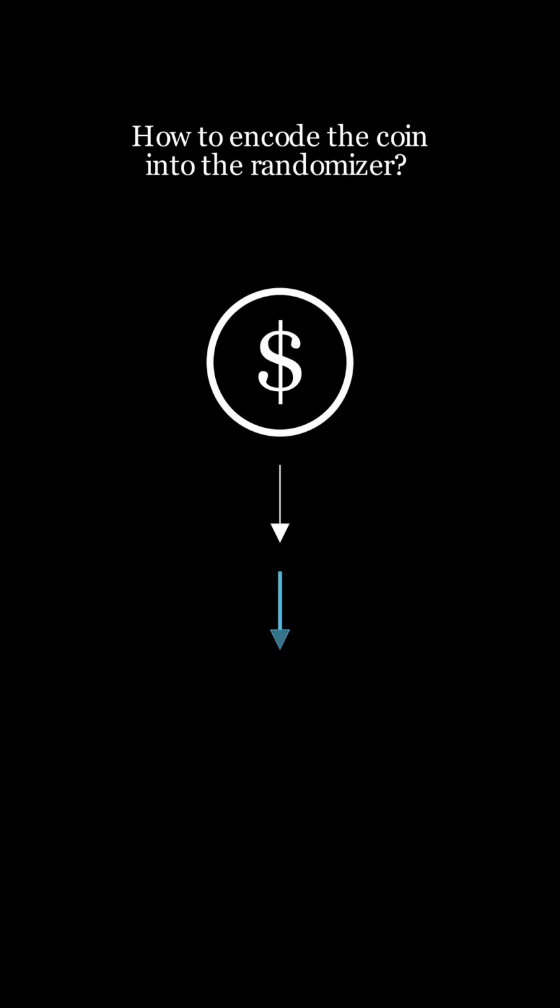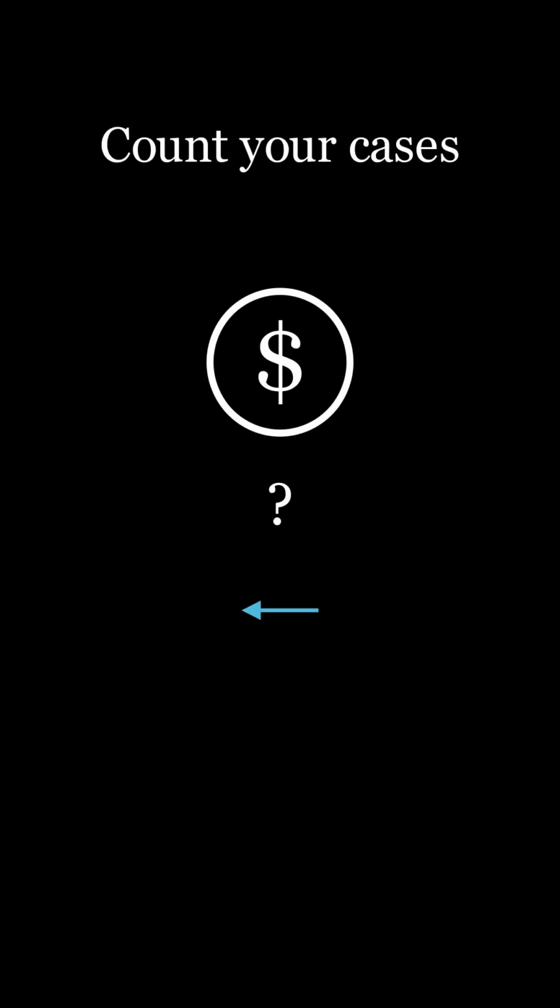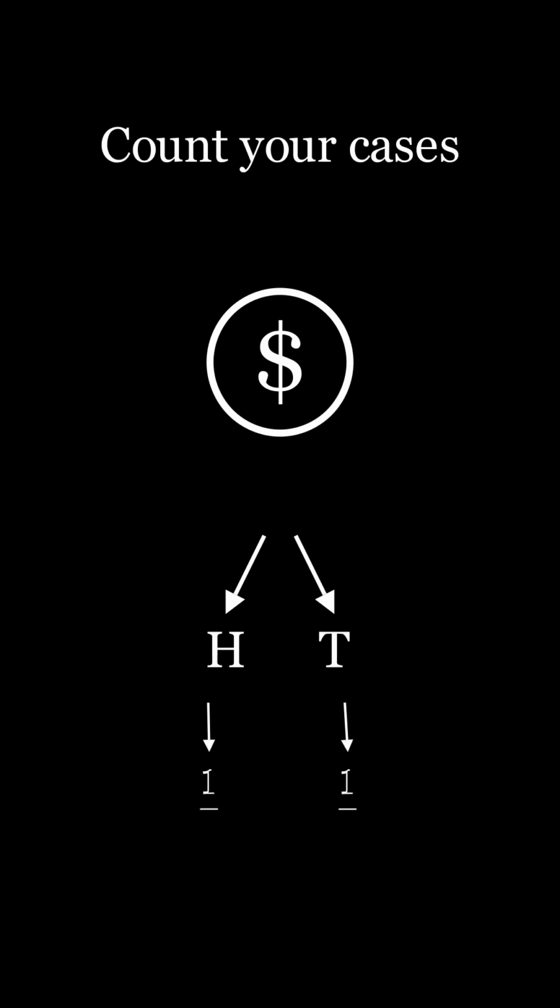Say we wanted to program our coin into our computer using this randomizer. Well, we first need to figure out how many cases we want, which for a fair coin is obviously 2. It becomes clearer when you turn the 50% into a fraction, that is 1/2, or 1 out of 2 cases.